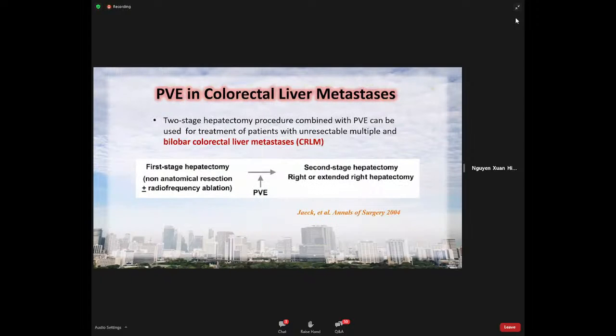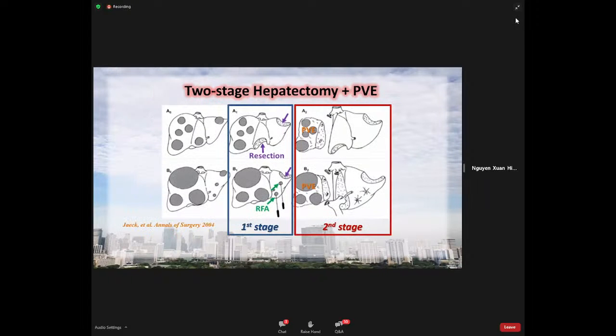In colorectal liver metastasis with bilobar distribution, PVE can be part of two-stage hepatectomy. First stage is to control the tumor in left lobe, either by resection or RFA, then perform right portal vein embolization. If the FLR is adequate and no progression of tumor in left lobe, then the patient will undergo hepatic resection as a second stage right hepatectomy.